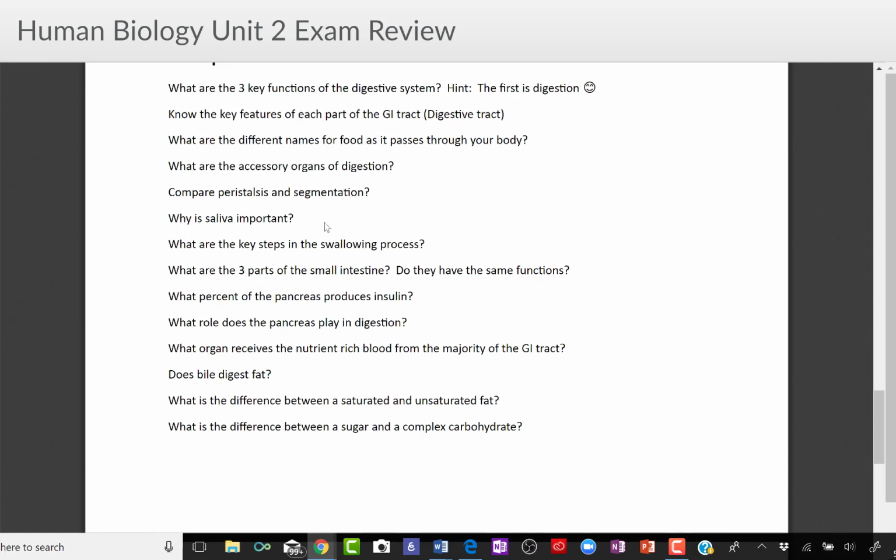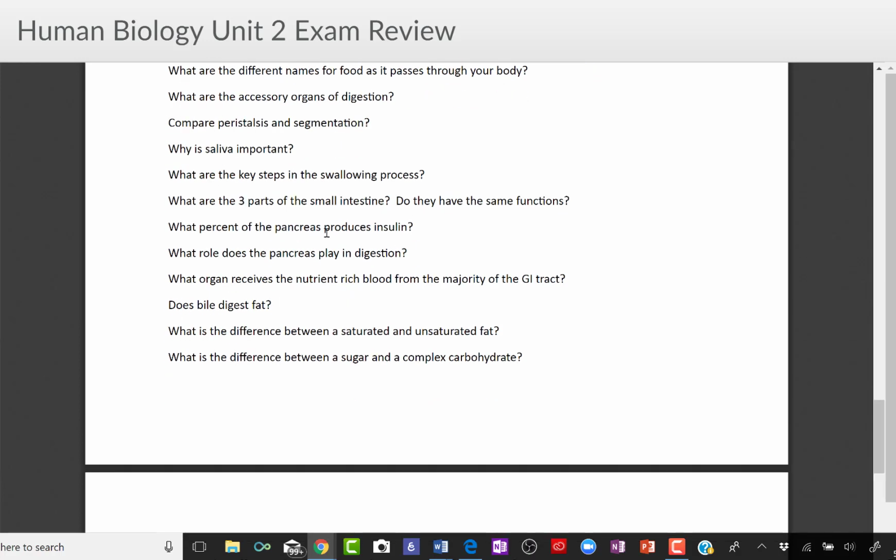If you want to try a little experiment, take something like a saltine cracker and chew it until it starts to taste sweet. What's actually happening is the salivary amylase is starting to break down the large carbohydrates in the saltine and making them shorter so they become sweet. And then we have lingual lipase that starts the digestion of fat. So saliva has tons of functions. All right, what are the key steps in the swallowing process?